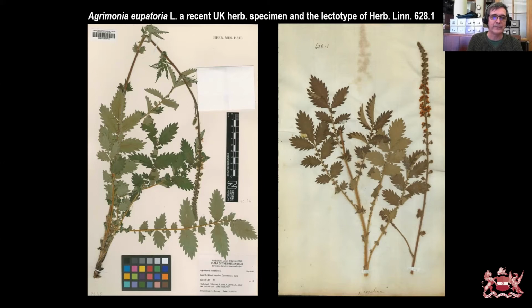And this exemplifies many of the differences, but also the commonalities between collecting wild plants in the era of Linnaeus and in the modern era. So in both cases, these plants are collected and they're dried as quickly as we possibly can without cooking them, and they're mounted on paper.